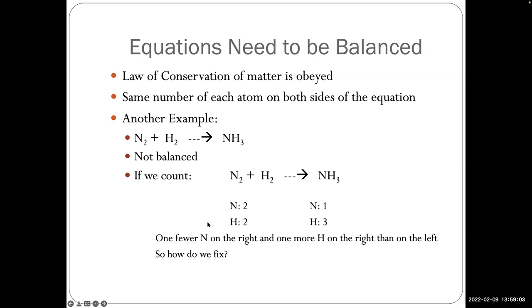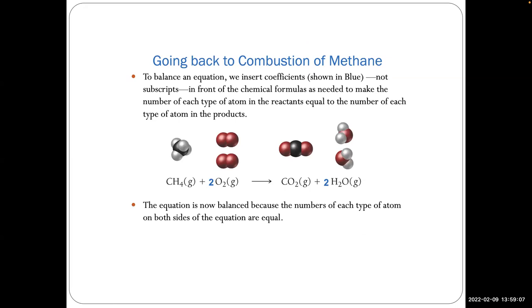So the way we fix this is we use coefficients. If we go back to the combustion of methane, if we took two oxygen molecules, then we can do this. We're still forming the same things, taking this and this, making this and this. But to get everything balanced, you need a little bit more oxygen, and that gives the other hydrogen a place to go. So methane plus two oxygen molecules will form a carbon dioxide and two waters.